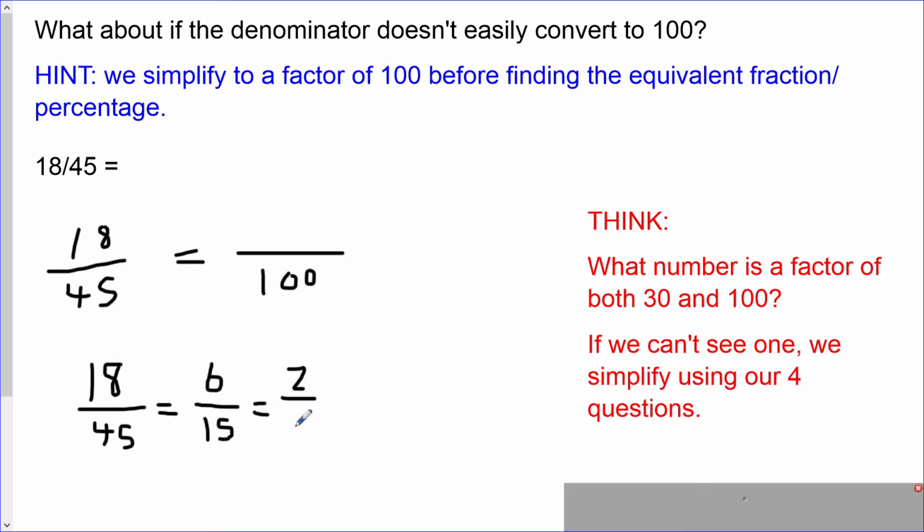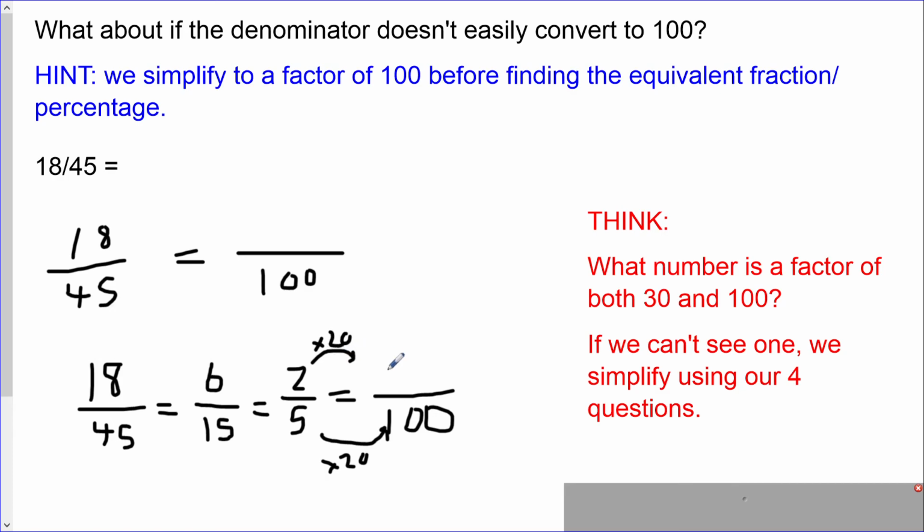So 6 divided by 3 is 2, and 15 divided by 3 is 5. Here again, I check now, can I go from 5 to 100? And I can see that I can. So what have I done to get from 5 to 100? I've multiplied by 20. Whatever I do to the bottom, I do to the top.